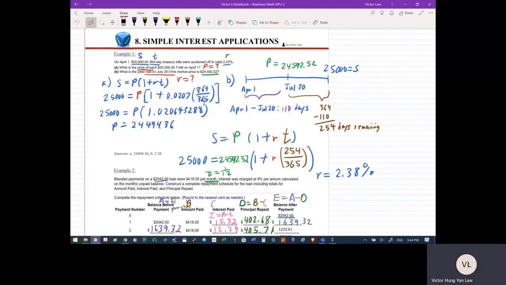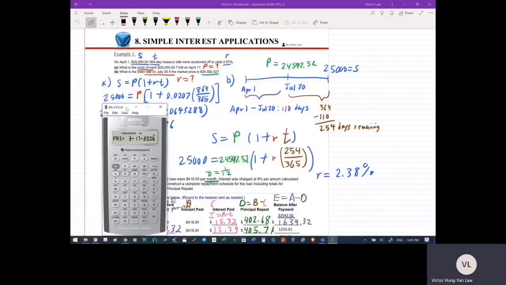So we can calculate the bracket first. When we calculate the bracket, we're going to get 1.020643288. Once we calculate what is in the bracket, then we divide both sides by the 1.02, and you're going to get a price equal to 244.9436.